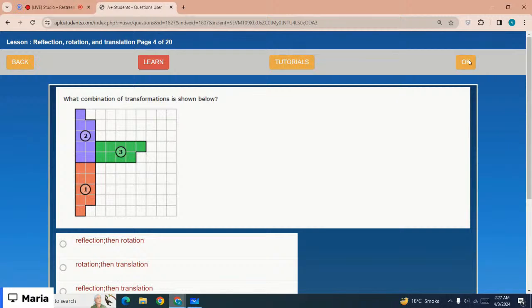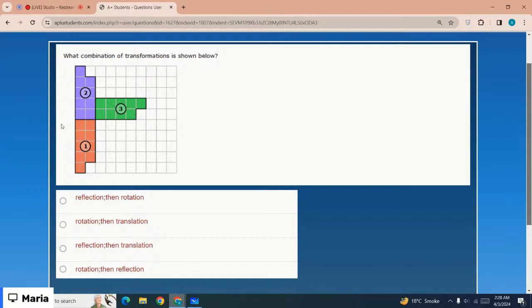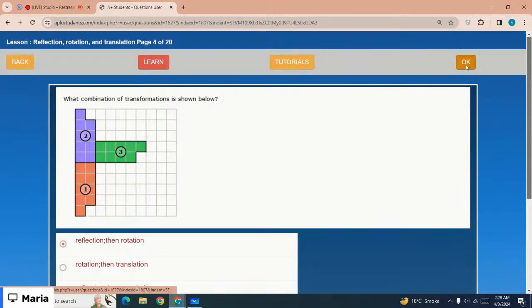Okay, the next one: what combination of transformations is shown below? So you started with one, you end up at three. One to two is the reflection of the one. So one and two are the reflection of each other. Then look at the 3. One of the corners is still fixed. That is a rotation. 1 to 2 is reflection and 2 to 3 is the rotation. So the correct option is option 1, reflection and then rotation. Got it? Option 1 is the correct option.